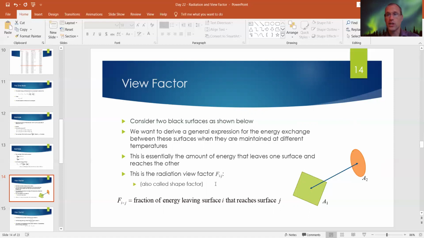It's also called the radiation shape factor, not to be confused with the conduction shape factor that we saw a month or two ago. Those values of S in the table, that's completely different. So shape factor for conduction, put that away. Anytime I say shape factor now, I mean this guy, the radiation shape factor, Fij. So Fij is the fraction of energy that leaves surface i and reaches surface j.